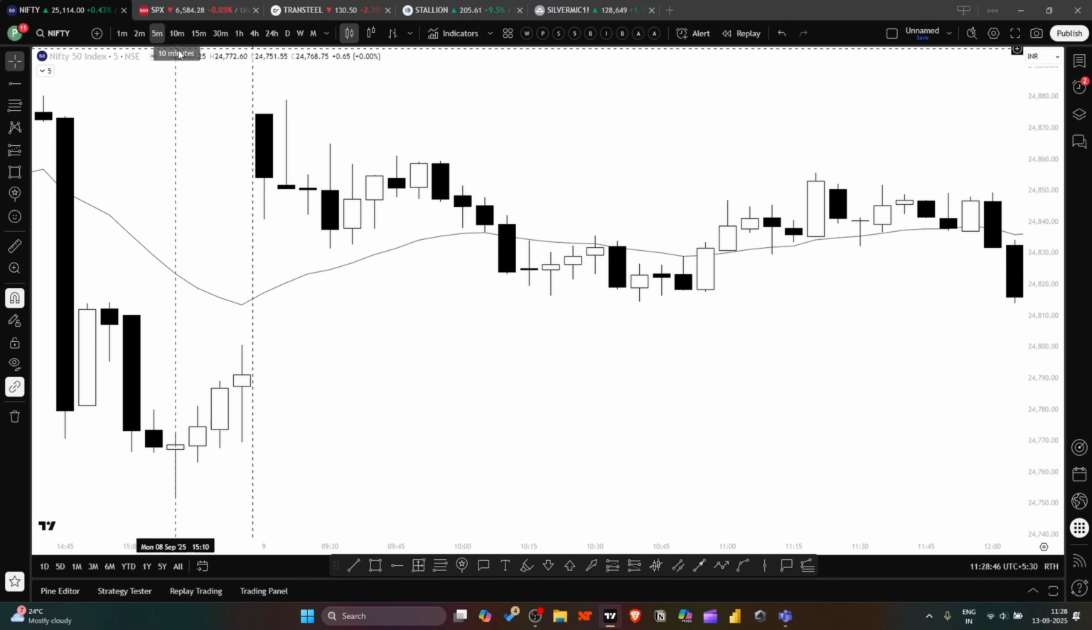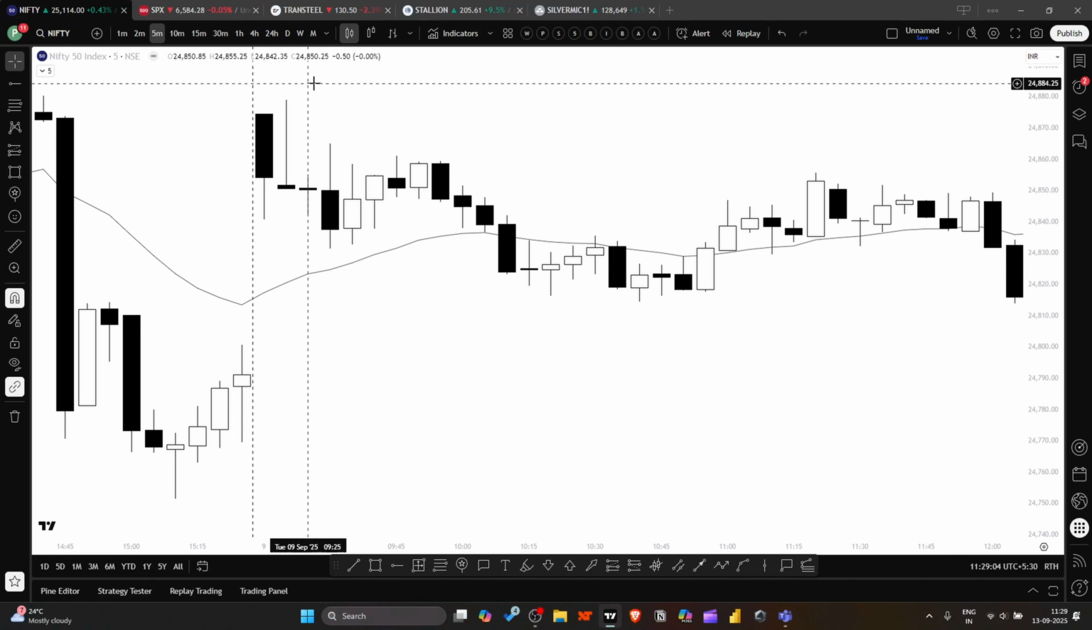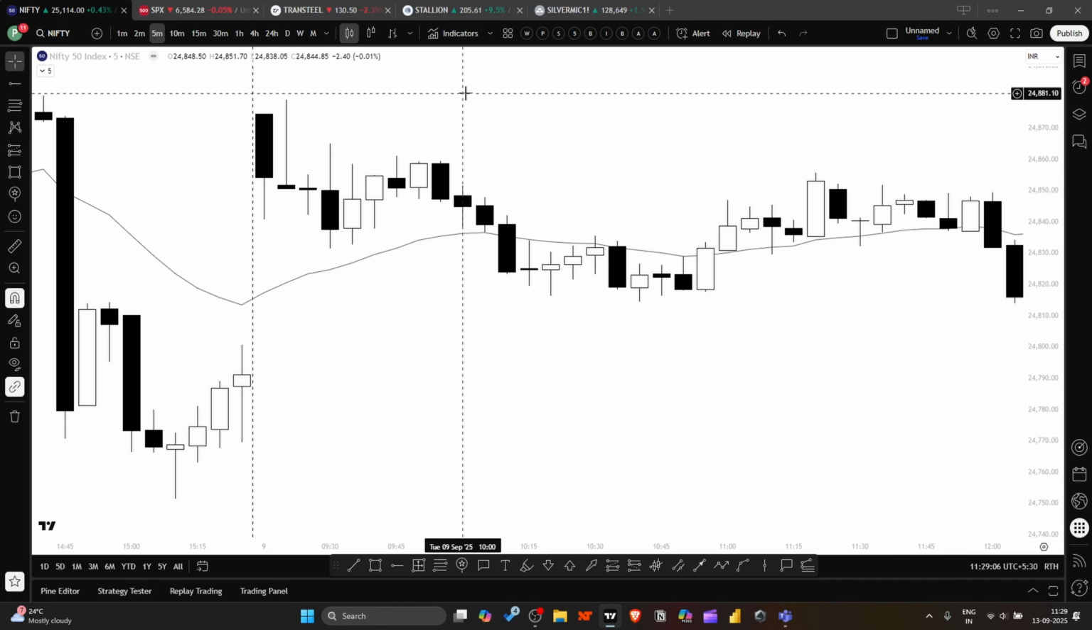So this can be 10 minutes, 15 minutes, 30 minutes, 1 hour, 4 hour, 1 minute, 2 minutes, whatever they want to choose. Some trade only on the weekly time frame, some only on the daily time frame, some only on the 4 hour, some on the 1 hour. It depends on the individual trader and the trading style which they adopt. Is this much clear now? Yes. Okay.